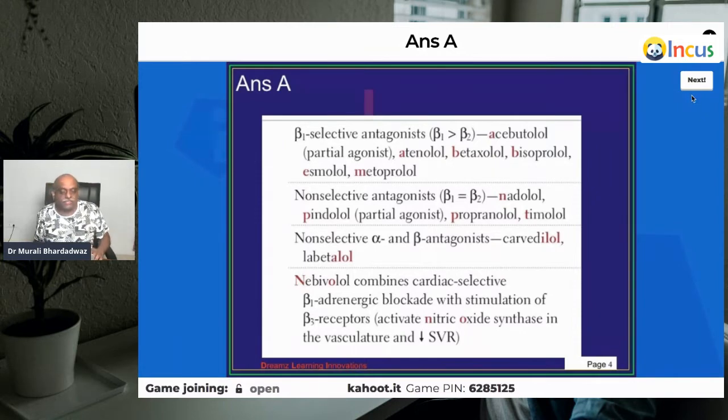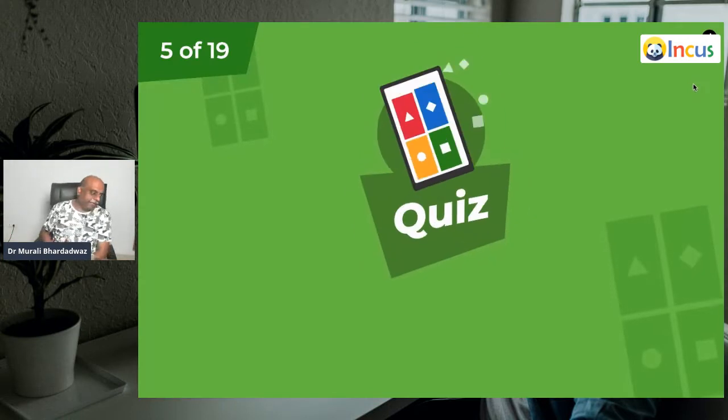Beta 1 selective antagonist: acebutolol, which is a partial agonist, atenolol, betaxolol, bisoprolol, esmolol, and metoprolol. Non-selective beta antagonist, where beta 1 is equal to beta 2: nadolol, pindolol, which is a partial agonist, propranolol, and timolol. Non-selective, both alpha and beta blocker: carvedilol and labetalol. And nebivolol combines the cardiac selective beta 1 adrenergic blockade with stimulation of the beta 3 receptors and activates the nitric oxide synthetase and leads to vasodilatation and decreases the afterload. And very, very helpful for a strained heart is what you need to remember.